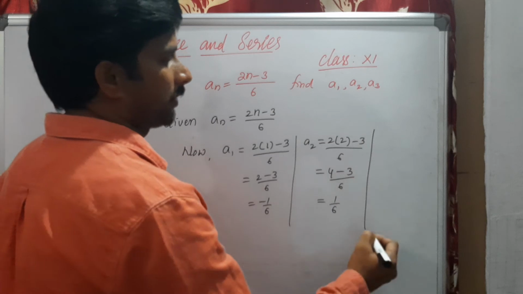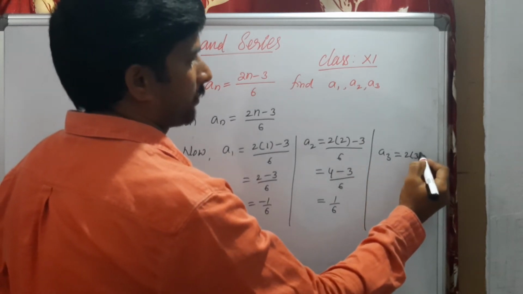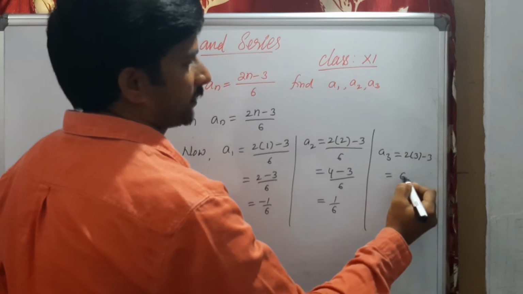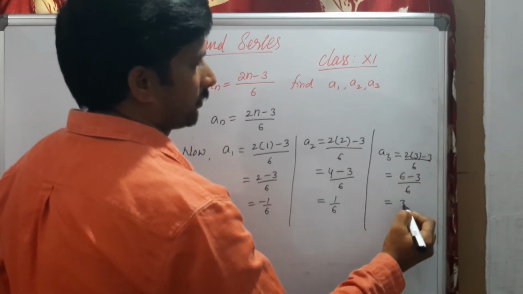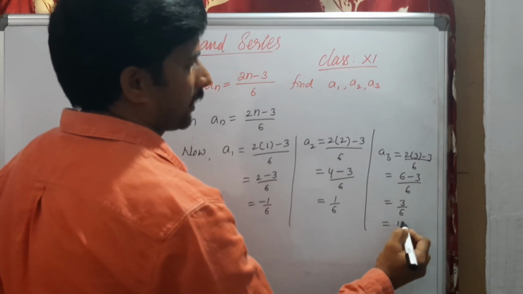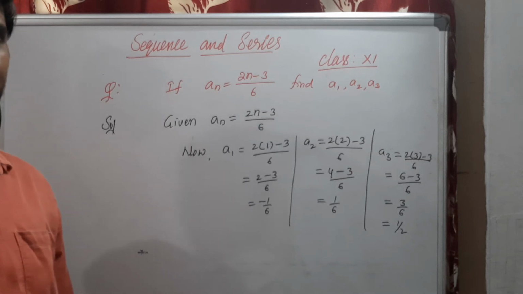Now a3, n equal to 3, then (2 into 3 minus 3) by 6, which is equal to (6 minus 3) by 6, that is equal to 3 by 6. So 3 ones are 3 and 3 twos are 6. So a3 equal to 1 by 2.